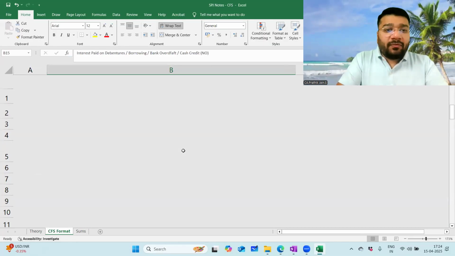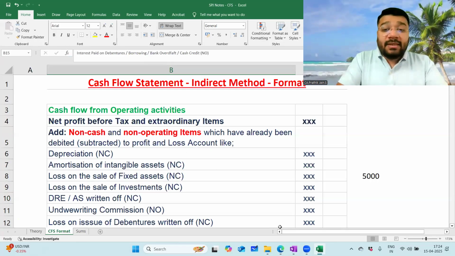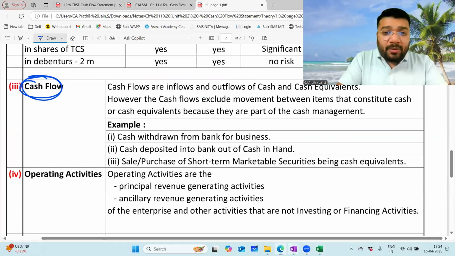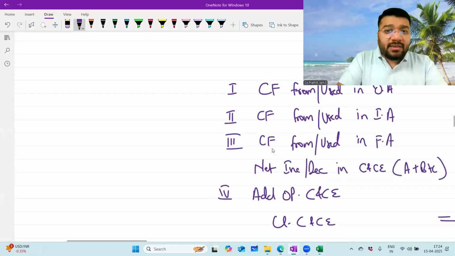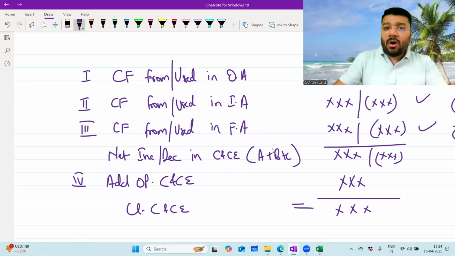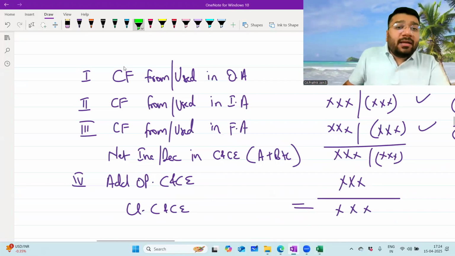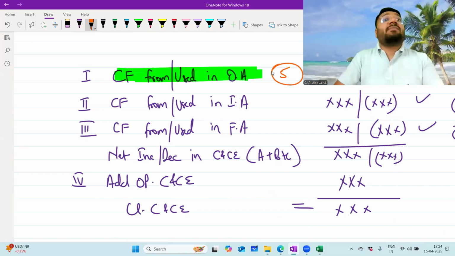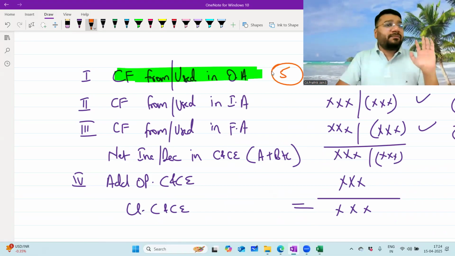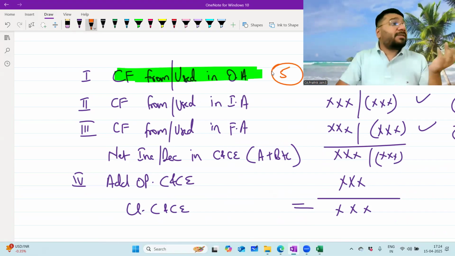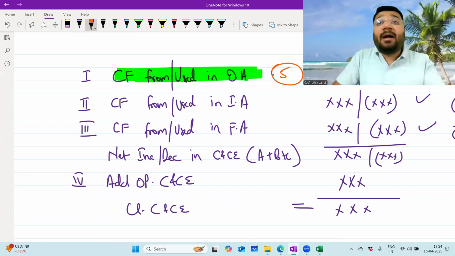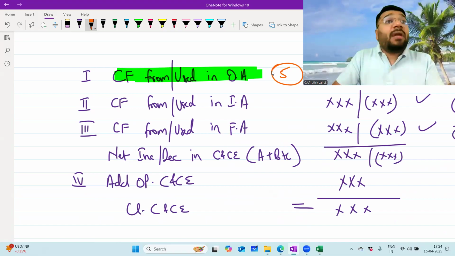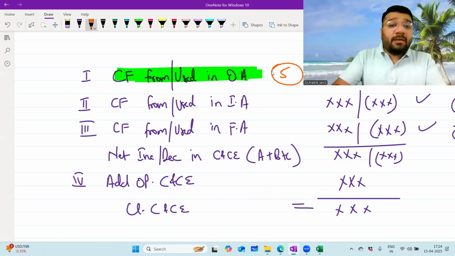Now coming to the format of the cash flow statement. Which method? Indirect method. In the indirect method, the first thing that you prepare is cash flow from or used in the operating activity. Now guys, under this we have how many segments? Total 5 segments. Segments means parts. Under this we have 5 parts. The first part is calculation of net profit before tax and extraordinary item. That is the starting point.